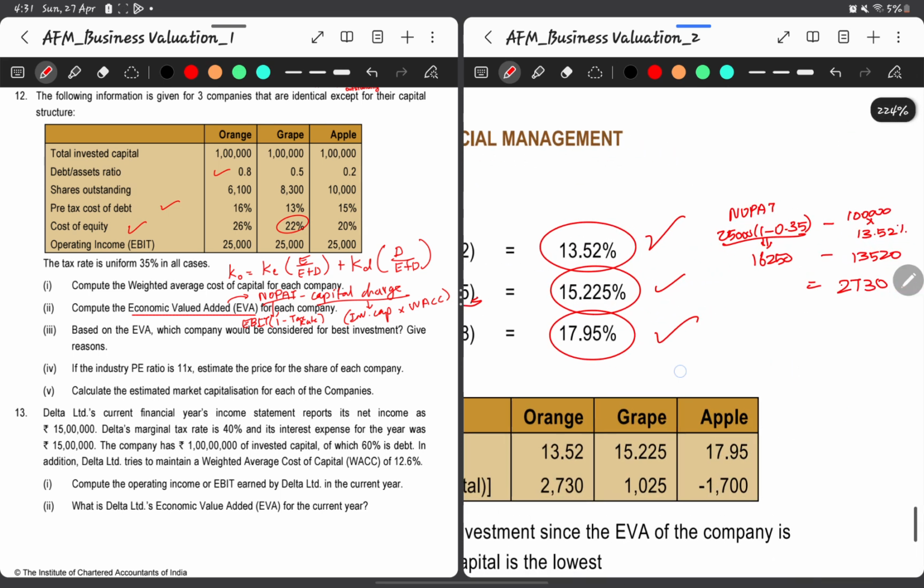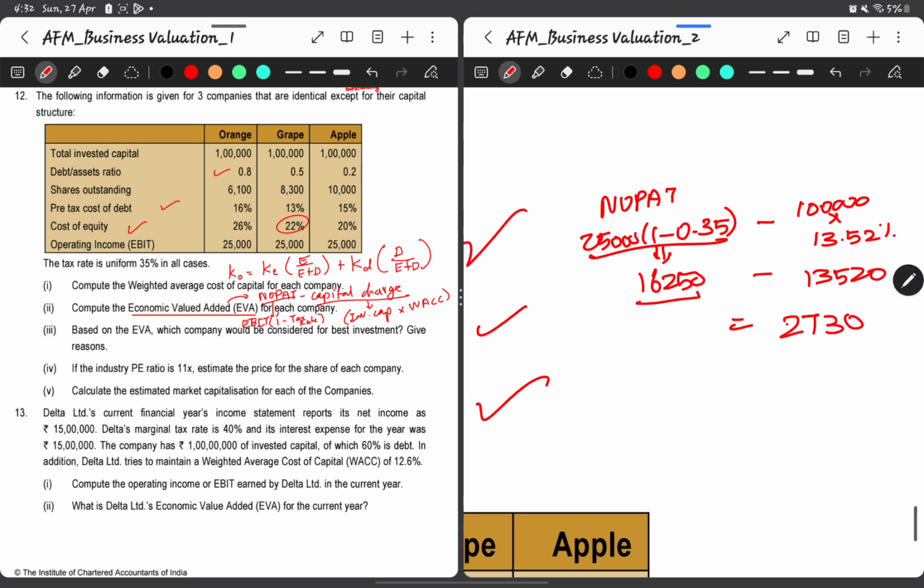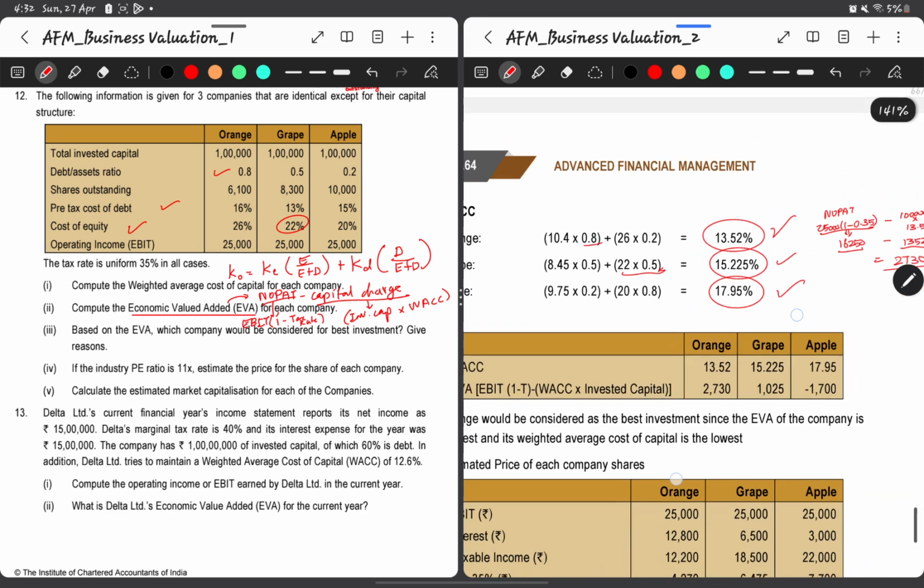As we can clearly see here, the company is having an operating profit after taxes of around 16,250, and the company is overall incurring a cost of 13,520 on its invested capital. So the excess value it's creating is around 2,730. That is the economic value added.